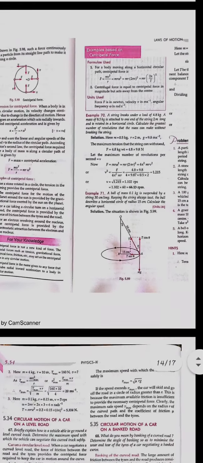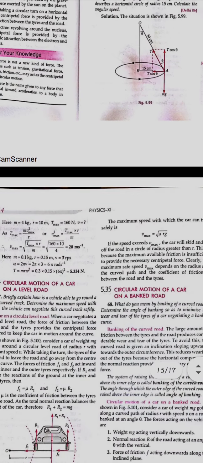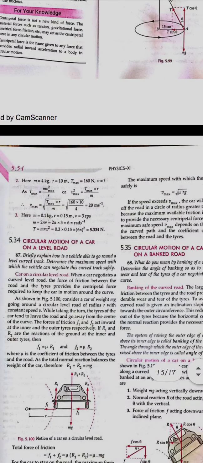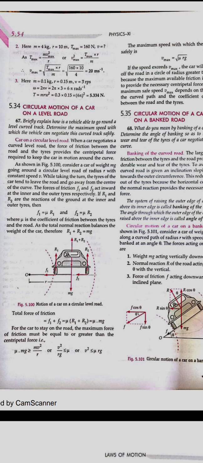So m will be the mass of the object that is tied to the rope, and g will be the acceleration due to gravity. So these are the applications of circular motion, as centripetal force and centripetal acceleration.